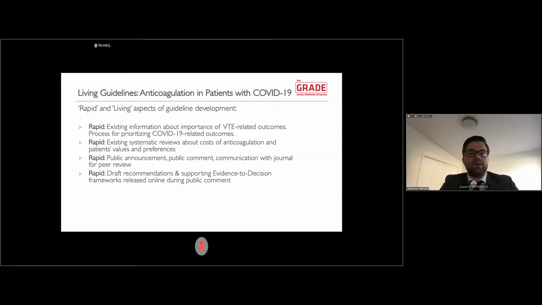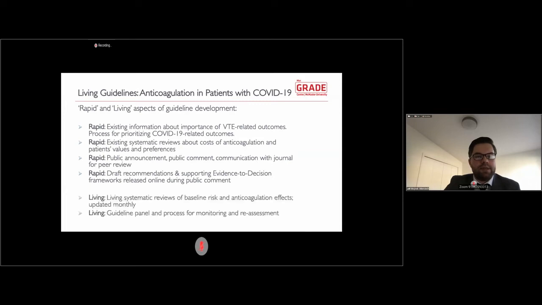In terms of the public comment period and peer review, it included an announcement about the guidelines being in progress, a public comment period being implemented, and communication with the journal for peer review and submission of the guideline report. And finally, the draft recommendations and the supporting evidence to decision frameworks were released online during the public comment period to rapidly disseminate the draft recommendations.